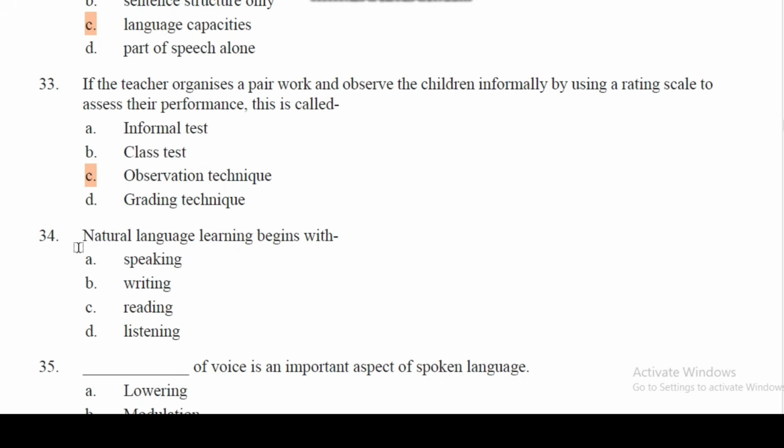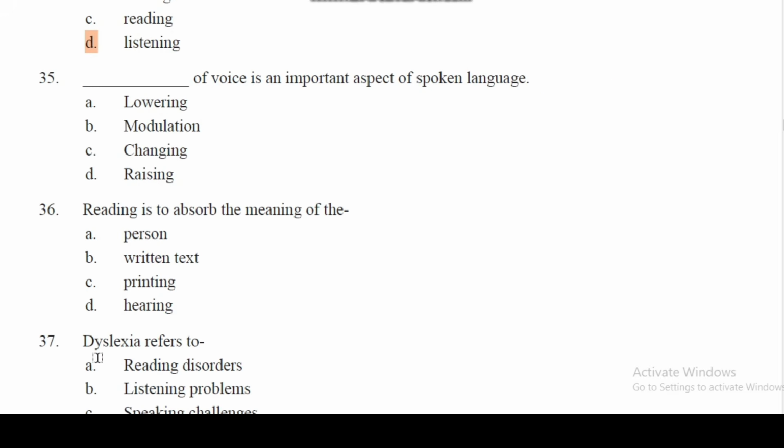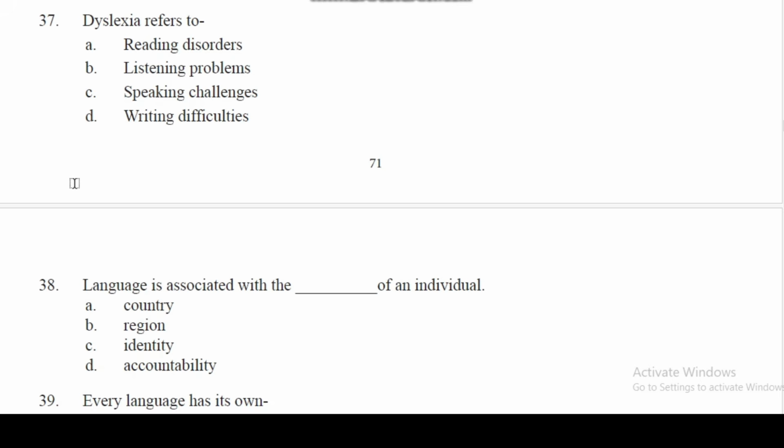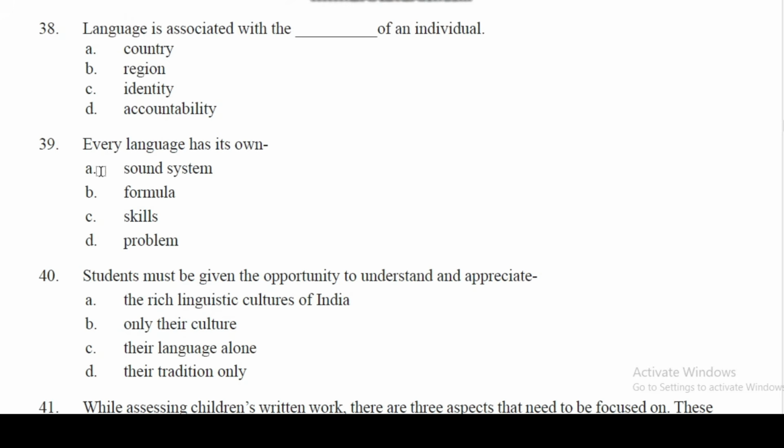34. Natural language learning begins with. Answer D. Listening. 35. This aspect of voice is an important aspect of spoken language. Answer B. Modulation of voice. 36. Reading is to observe the meaning of the. B. Written text. 37. Dyslexia refers to. A. Reading disorders. 38. Language is associated with the identity of an individual. Answer C. Identity.